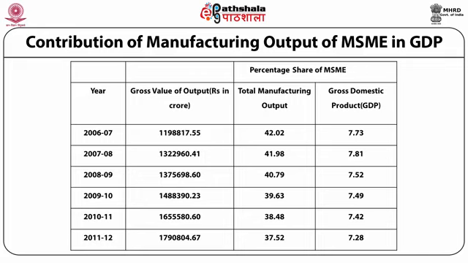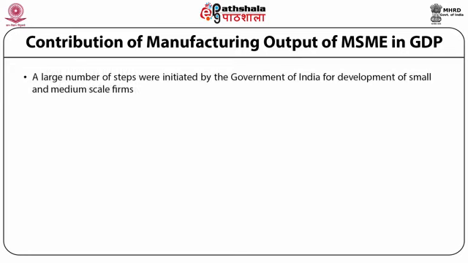The primary responsibility of promotion and development of MSMEs is of the state governments. However, the Government of India supplements efforts of the state government through various incentives. A large number of steps were initiated by the Government of India for the development of small and medium scale firms. NSIC, that is National Small Industries Corporation Limited, was set up in the year 1955 to provide machinery to small scale units on hire purchase basis.